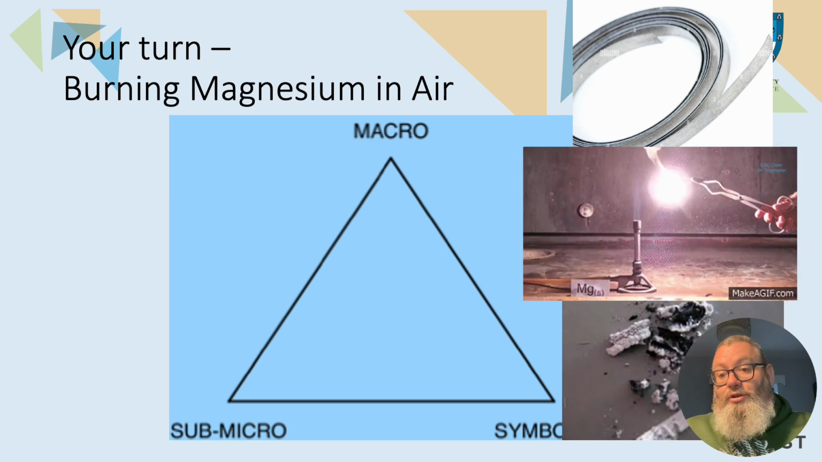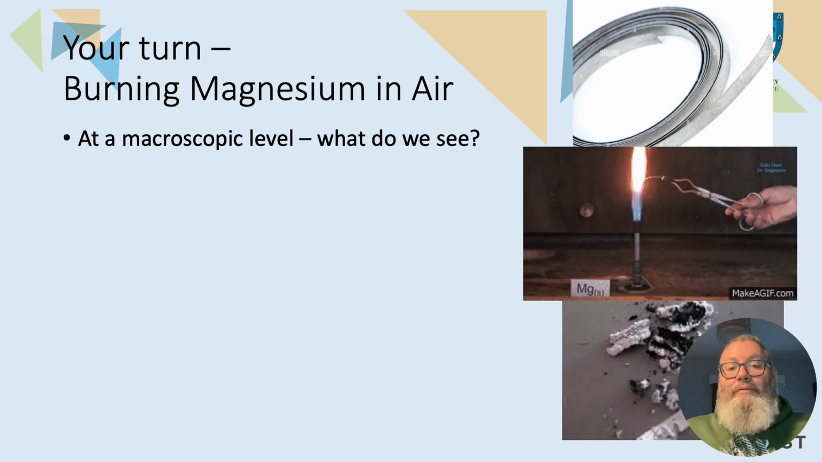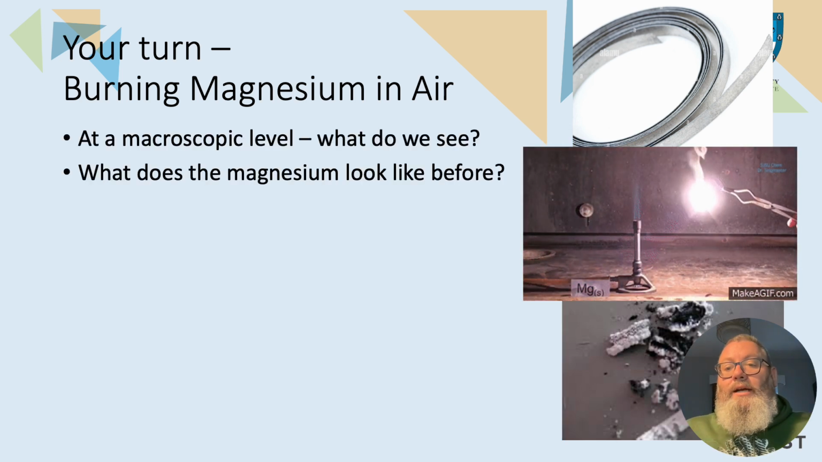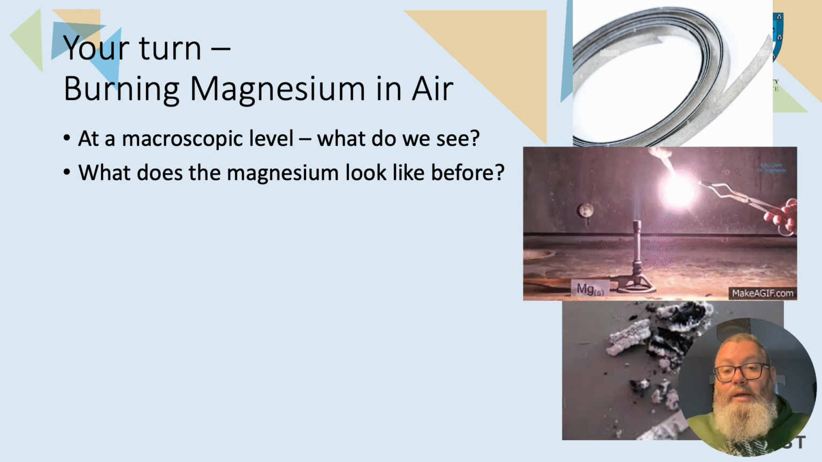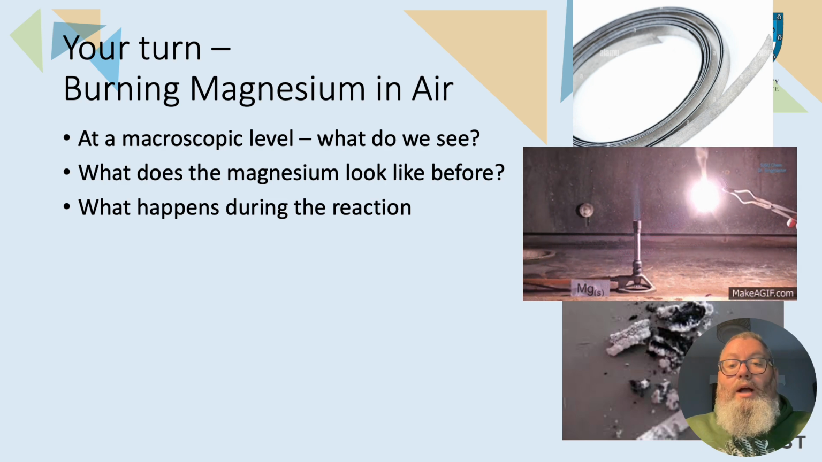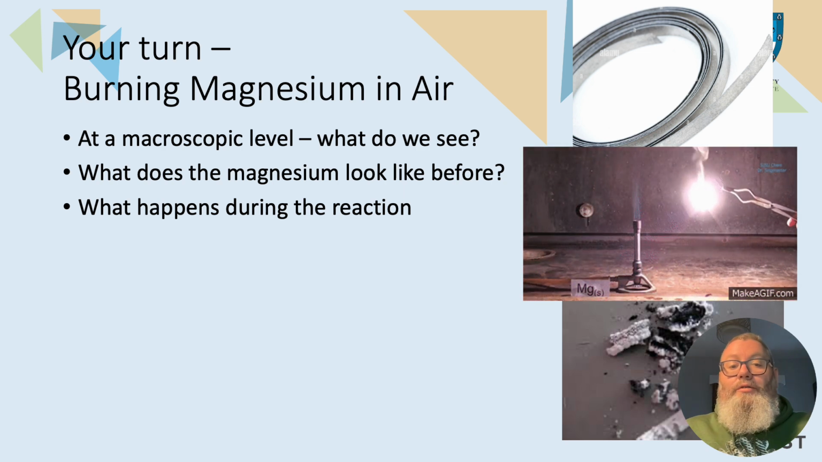what it looks like during the reaction, and the product that's produced. And I want you to think about the following things about the macroscopic level. What do we see? What does the magnesium look like before? Does it give you some indications as to what kind of material it is? You might know what it is already, but still we're looking for clues. What happens during the reaction? What can you see? What might you be able to feel? What might happen during the reaction?